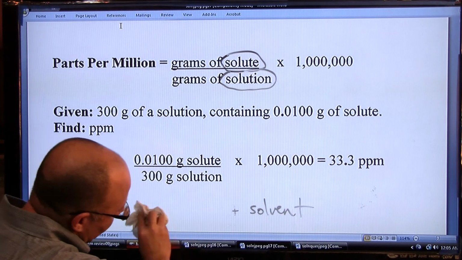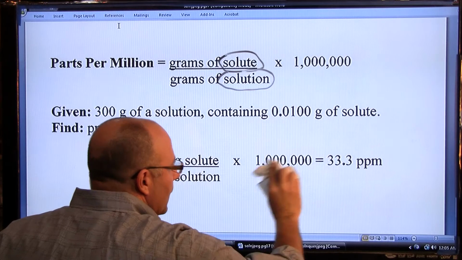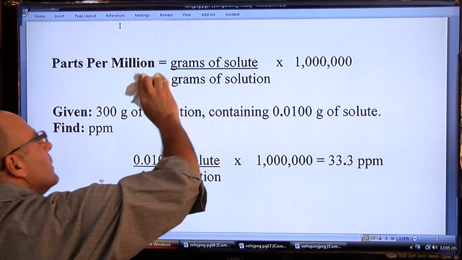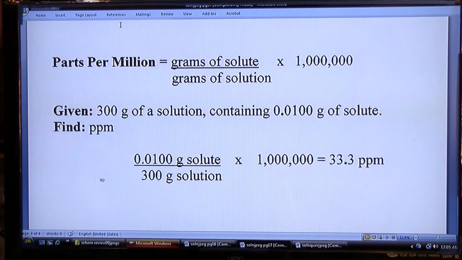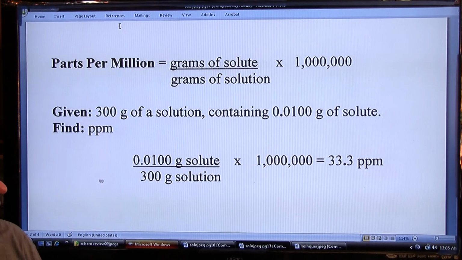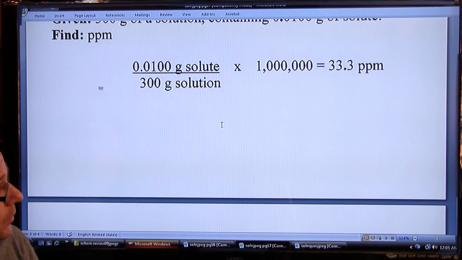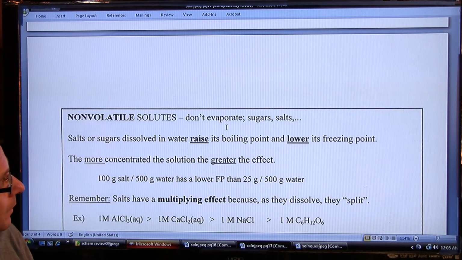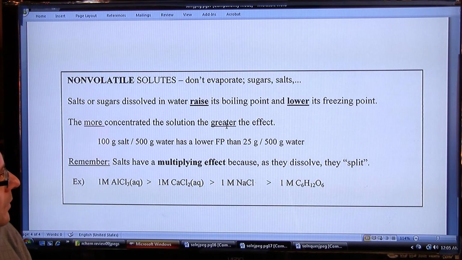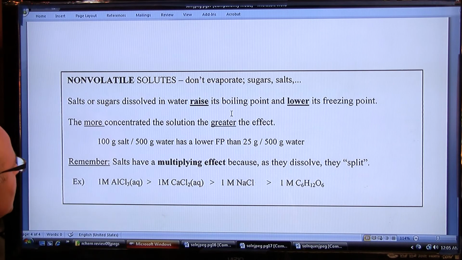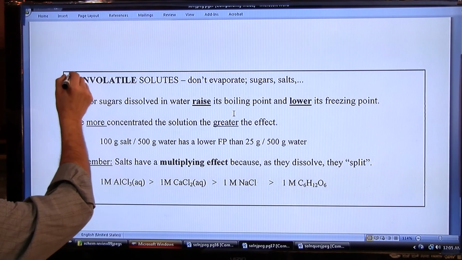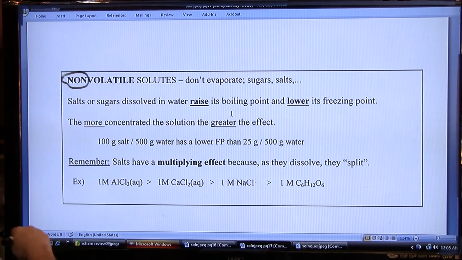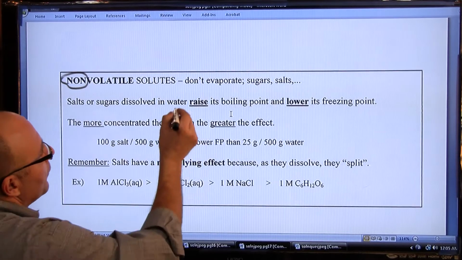And finally, before we begin doing a set of problems, the last word on solutions is remembering the effects of salts and sugars on the freezing point and boiling point of the solvent. So salts and sugars don't evaporate easily, to say the least. So salts and sugars are considered non-volatile solids, which means they don't evaporate.